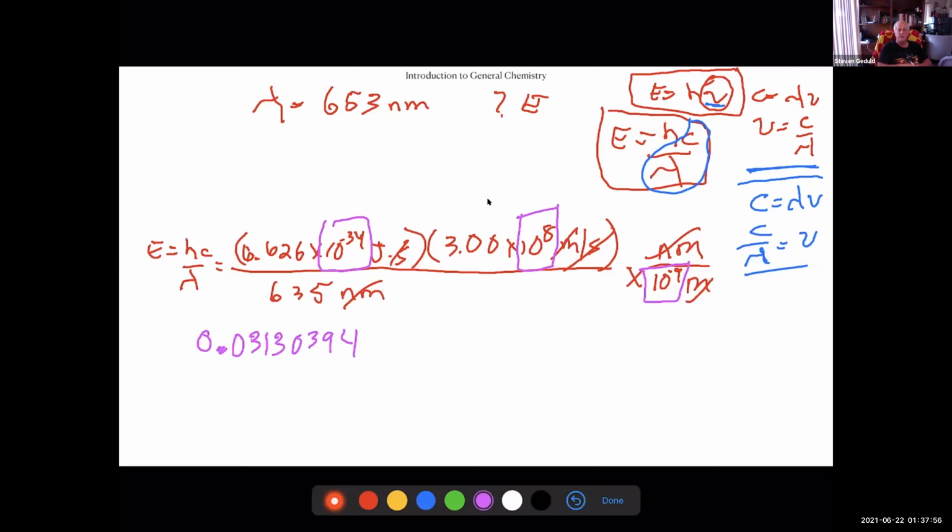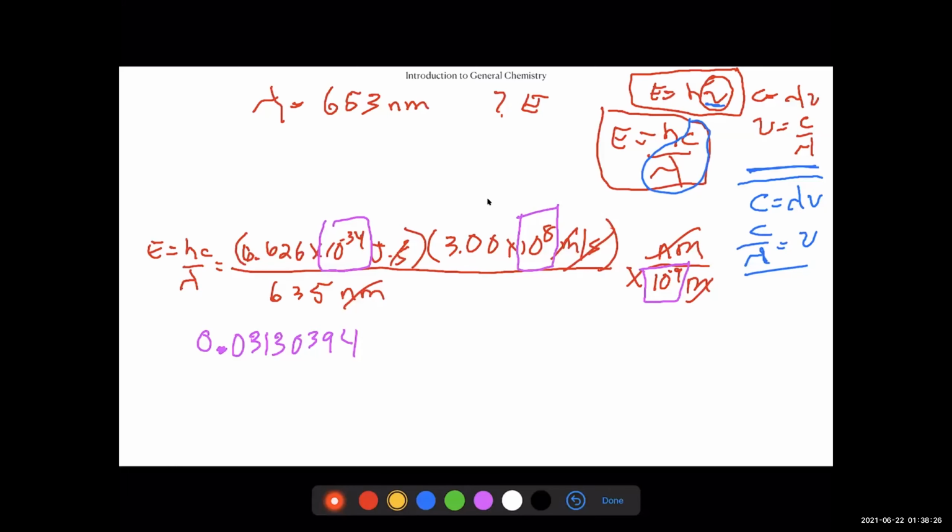Now, what's my measured value? I got 3 numbers there. Planck's constant is constant. The speed of light is constant. So those don't count as significant figures. Okay. My 653 is a measured value. That's my wavelength. So that has 3 significant figures. So my answer is going to have 3 significant figures. So where am I going to draw my line? Between what 2 numbers? 3 and 0. There's 3 significant figures right there.